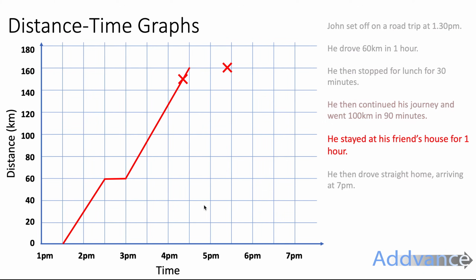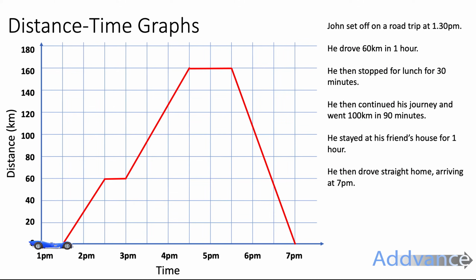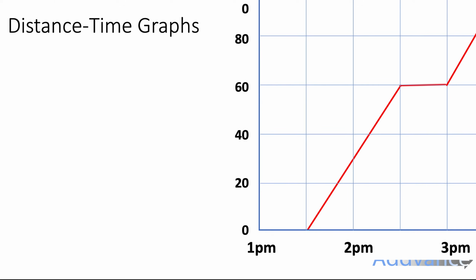He stayed at his friend's house for 1 hour. So he stayed at 160 kilometers away for 1 hour. And then he drove straight home, arriving at 7 p.m. Okay, that is our distance time graph. So distance time graphs are really helpful for describing how things move. And it can describe car journeys, walking, or any other motion you can think of.